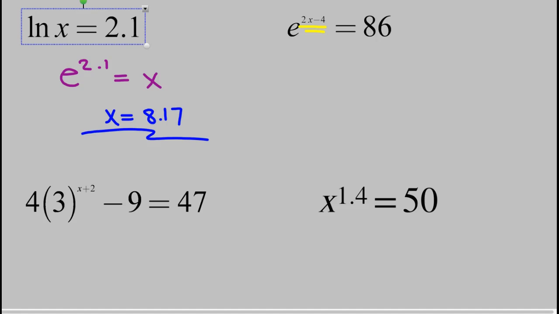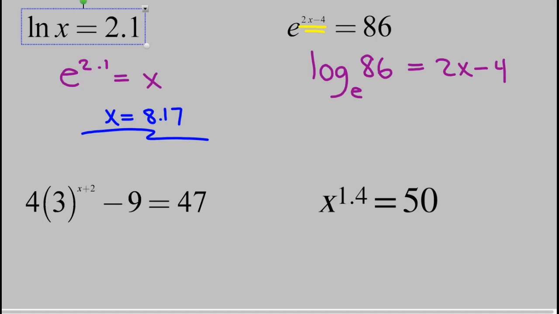Write it as a natural log? Huh. That's a good idea because it has a base of e. So instead of writing it as a log, you'd write it as a natural log. If you wrote it as a log, it would be fine too. Let's write this in log form. The log of 86, what's the base? E. Okay, well the log of base e is the same as saying ln with no base. And that's going to equal 2x minus 4, the exponent.